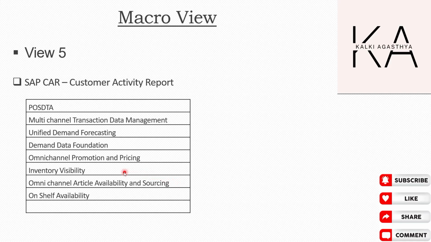right? So just to put it in short and crisp, the inventory visibility and omni-channel article availability and sourcing provides real-time information on inventory, omni-channel article availability and sourcing across different channels of all sales and communication areas or channels, right? So this was about the inventory visibility and omni-channel article availability and sourcing.